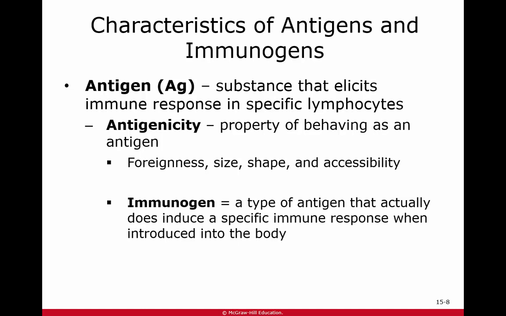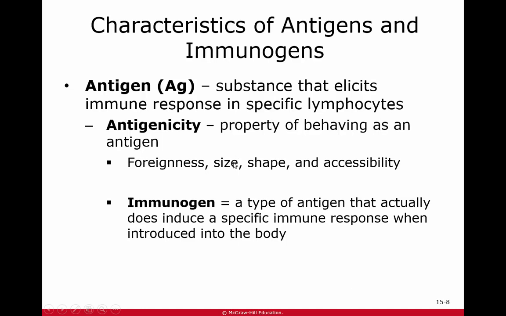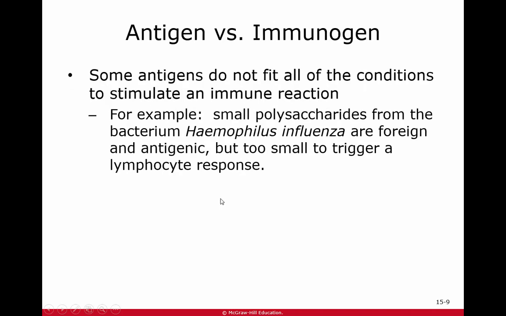Now, one of the things they mention in chapter 15 is that the terms antigen and immunogen a lot of times are used in exchange of the other, but they're technically not the same thing. An immunogen is a type of antigen that actually induces an immune response. Some antigens don't fit all the conditions to stimulate an immune response. So what conditions are we talking about? Well, size, shape, accessibility, and foreignness. If an antigen doesn't meet all those conditions, then it may not actually trigger an immune response. If it does trigger an immune response, we call it an immunogen. If it doesn't, we simply call it an antigen.